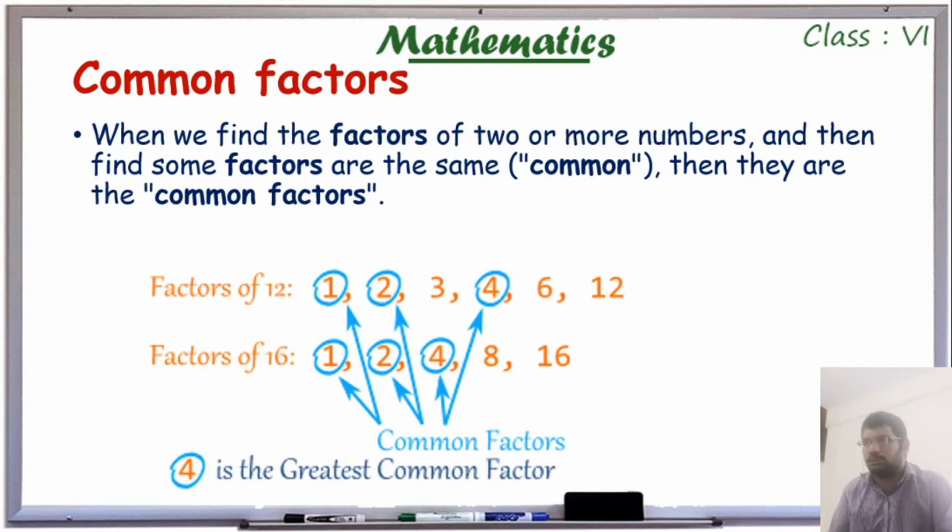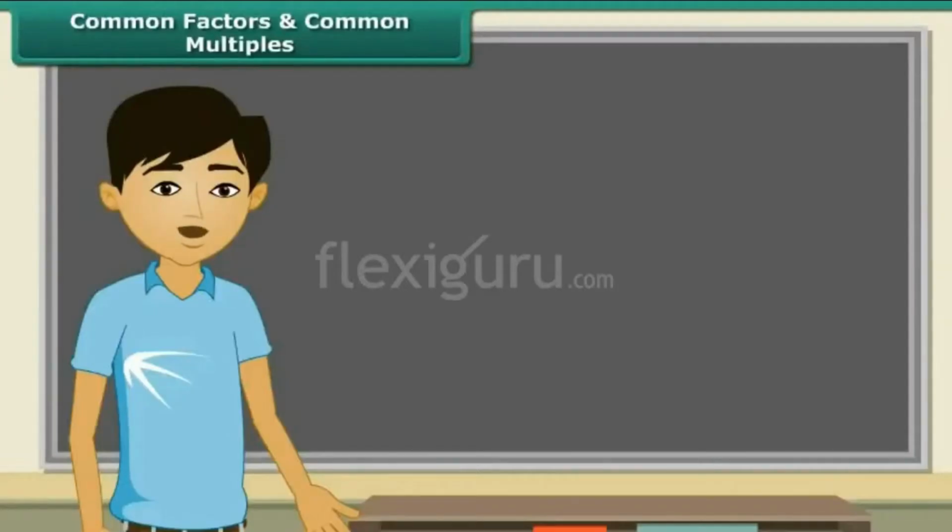Yesterday we discussed divisibility tests, and today we are going to discuss common factors and common multiples. What do we mean by factors? We have already discussed factors. Today we are going to discuss common factors and common multiples. Let us take some numbers in pairs and observe their factors.